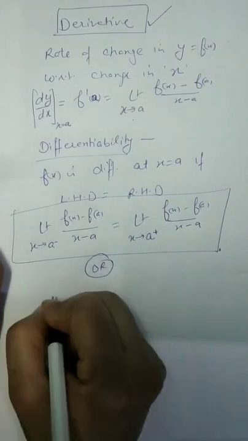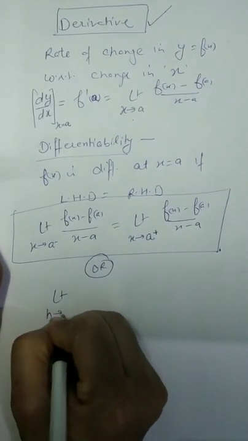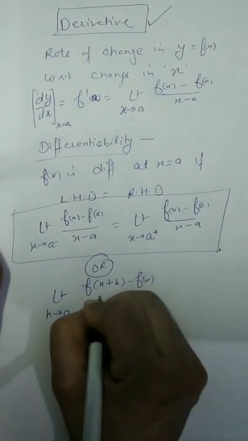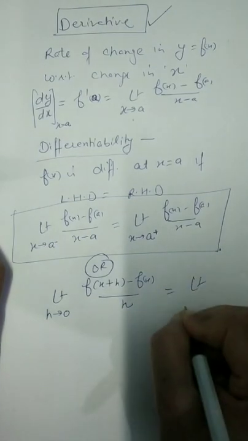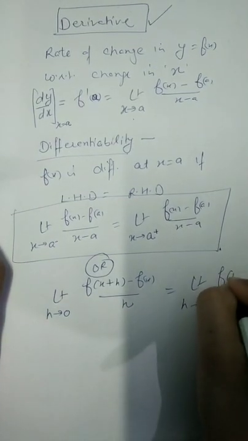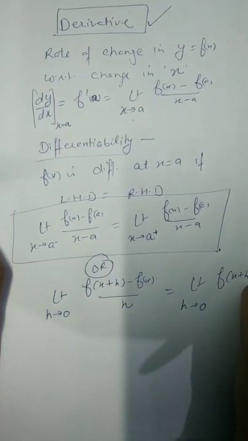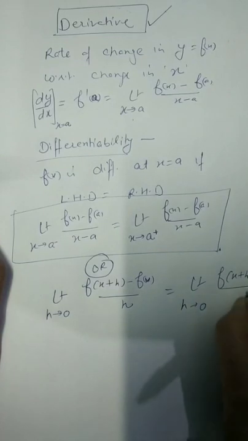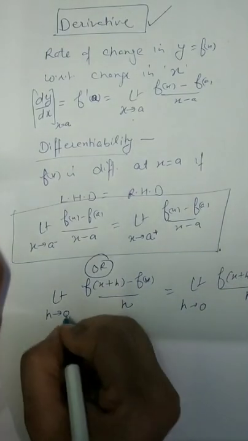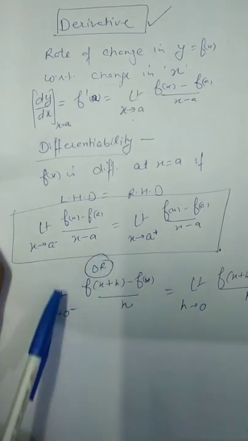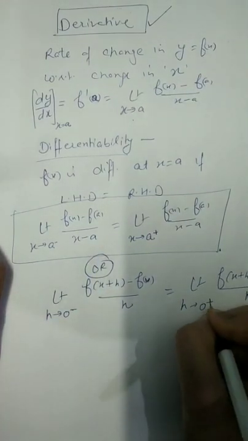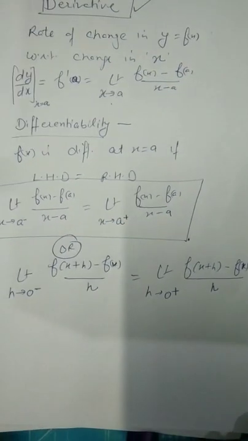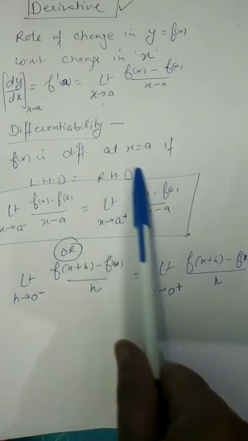Or we can also write this as limit h approaches 0, f(x plus h) minus f(x) upon h, equal to limit h approaches 0, f(x plus h) minus f(x) upon h, where h is negative, h approaches 0 minus, and positive, for left hand derivative and right hand derivative. If both these things are equal, then we call the function differentiable.